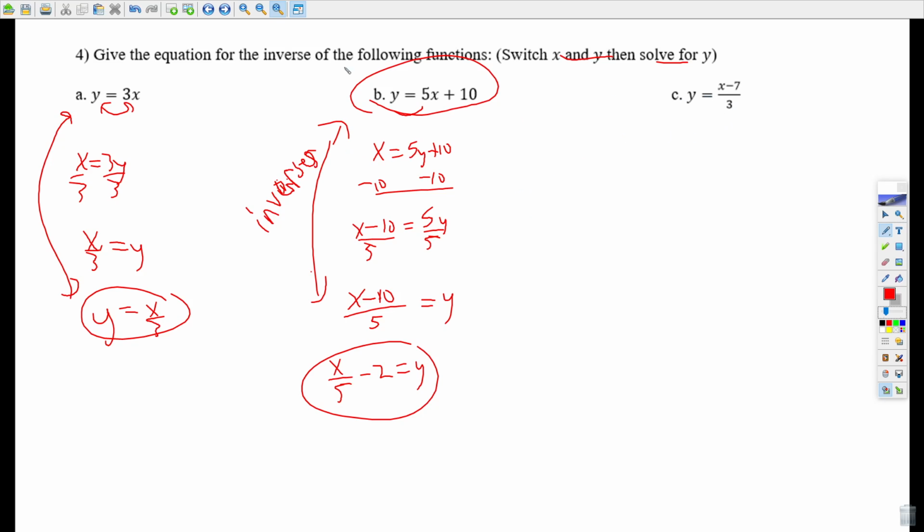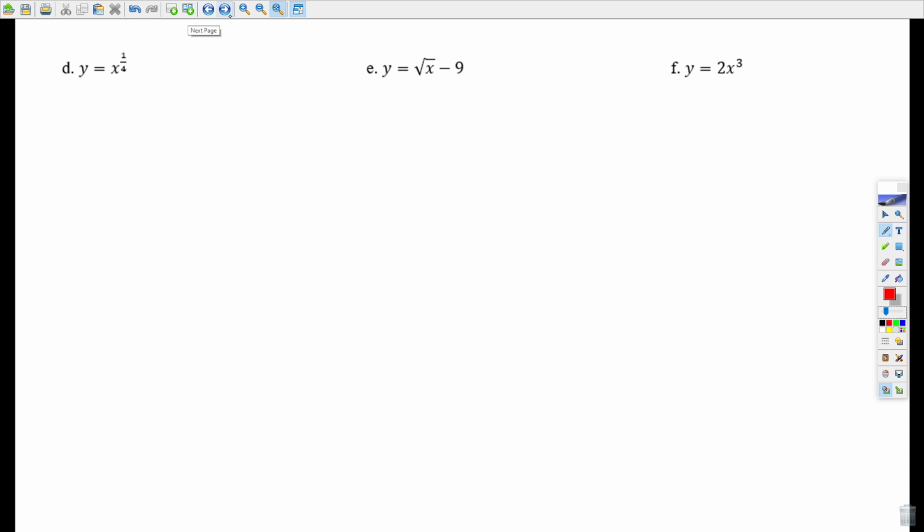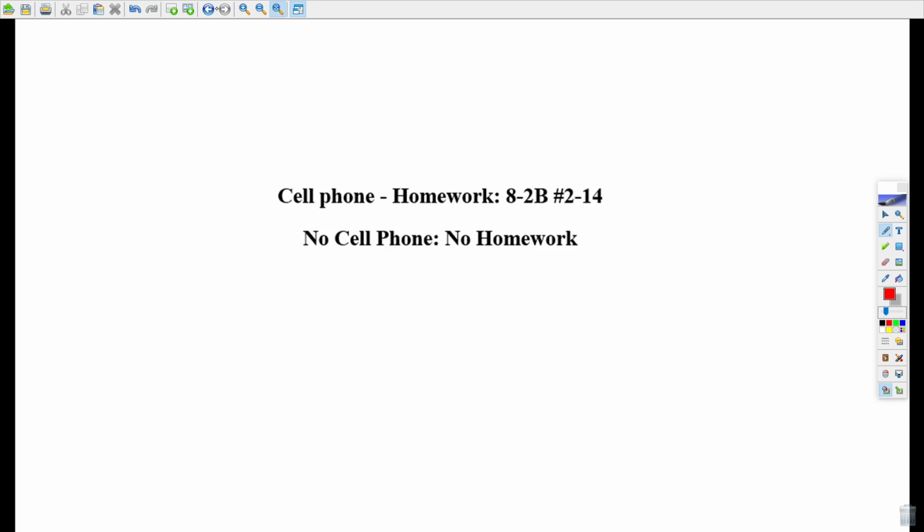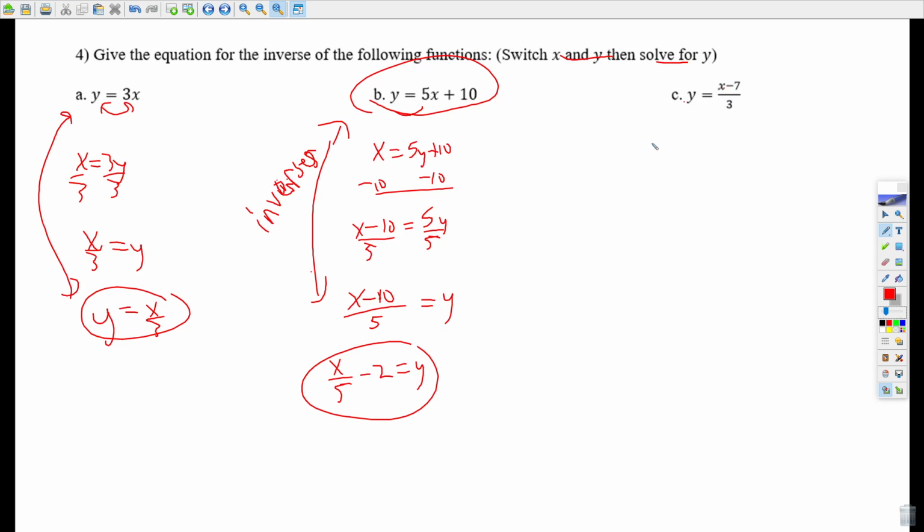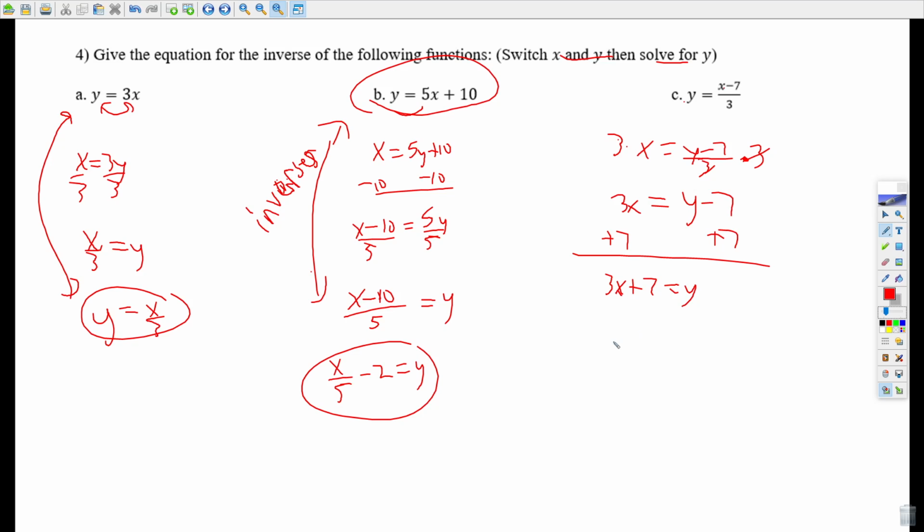Okay, and the last one I think I'll do, switch the x and y, so you get x equals y minus 7 over 3. Trying to get y by itself, you would multiply both sides by 3. So you get 3 times x equals y minus 7. Add 7 to both sides. So 3x plus 7 equals y, which you could write this way. So then these two are inverses of each other.